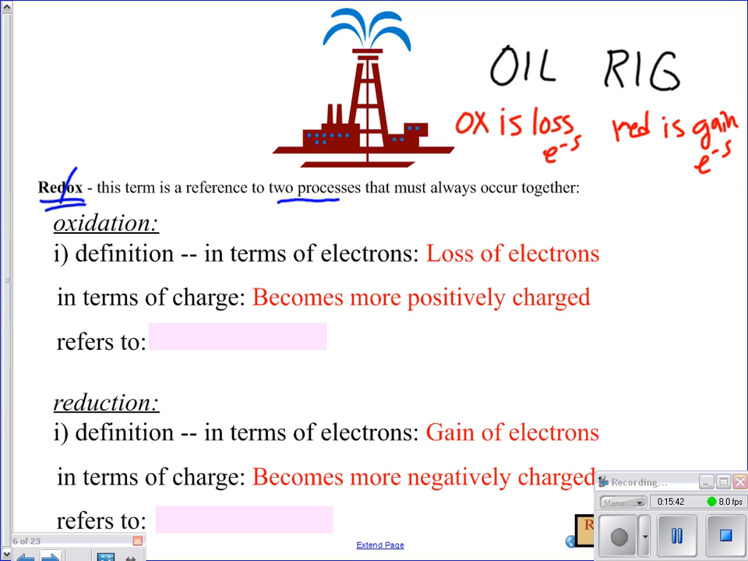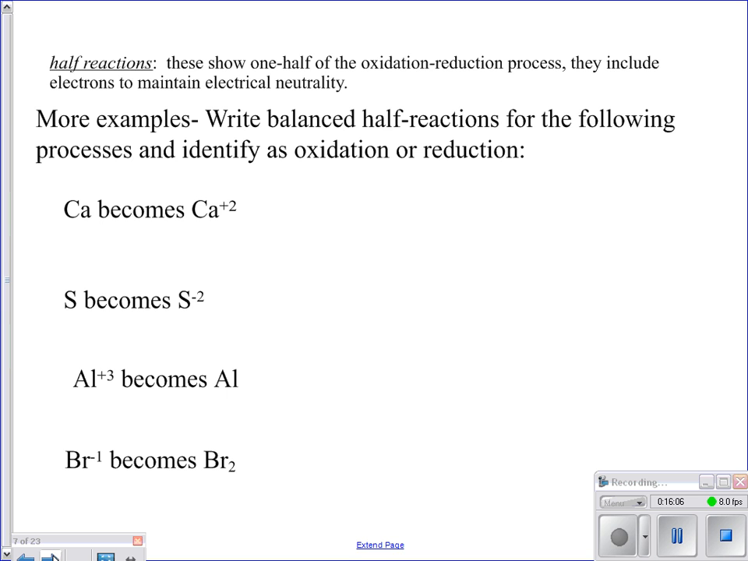And in both of these cases, just like when we talked about oxidation numbers, we're always going to be talking about the individual element. It's always referring to the individual element, not a compound. All right, we're going to apply this now. We can go through and write some half reactions for these redox reactions. So we can just show one side of that process, the reduction or the oxidation process of those reactions. And in order to do that, we have to also show those electrons and what's happening to that charge.